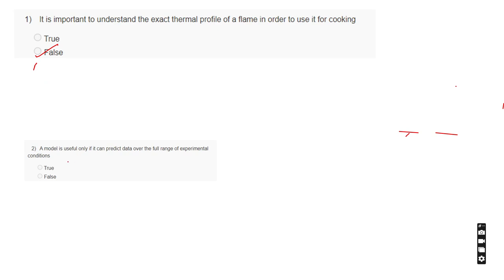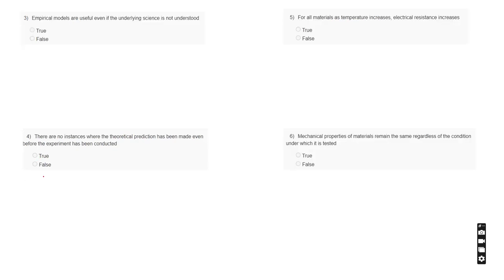Another one: a model is useful only if it can predict the data over the full range of experimental conditions. Is that true or false? It's false. Okay, now another one. The empirical models are useful even if the underlying science is not understood. That is a true statement.